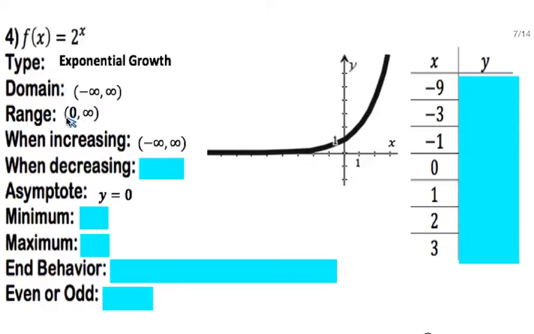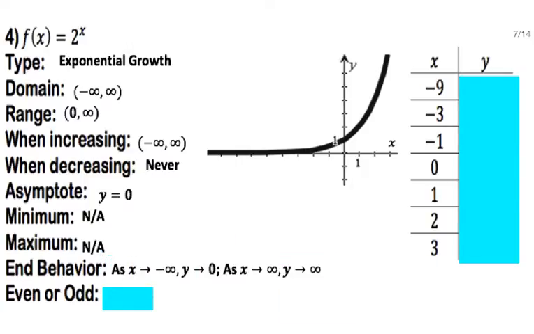And notice my range goes from 0 to positive infinity, and also notice that I'm using a parentheses here because I cannot land on y equals 0. That's my asymptote. This one does not decay or decrease at all. We also don't have a minimum value or a maximum value. And this one, the end behavior is a little bit different. So on the left side of the graph, my line approaches y equals 0, or it approaches 0. On the right side of the graph, it approaches positive infinity.